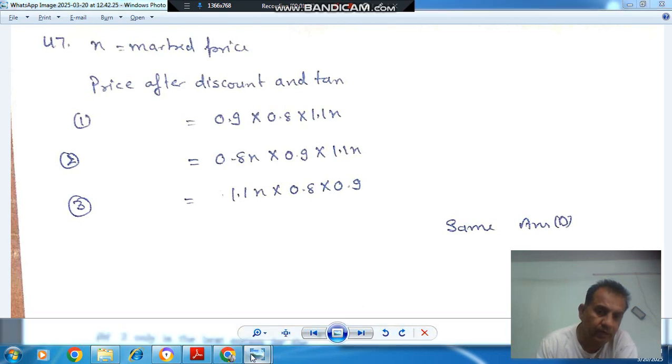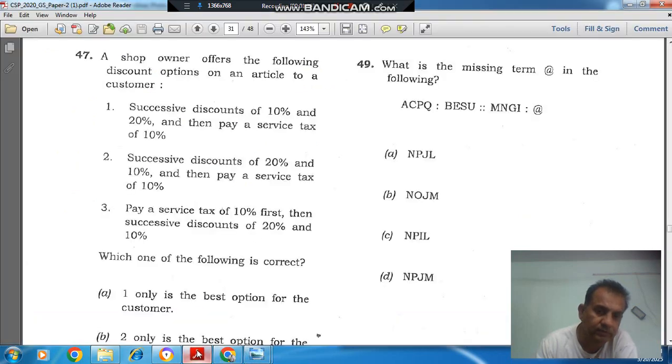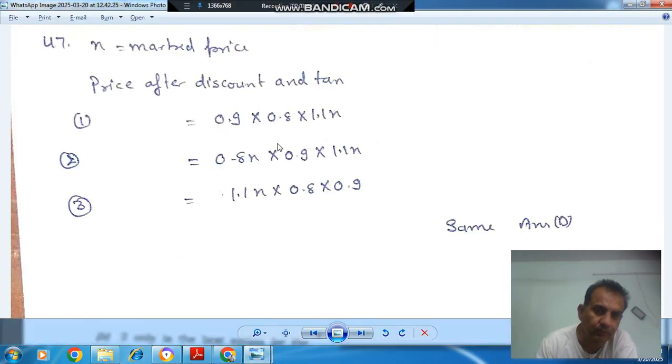And as one has to pay the tax of 10%, so the price now will be 0.9x into 0.8 into 1.1 including tax. Okay, so this is the price after discount and tax in the first case.